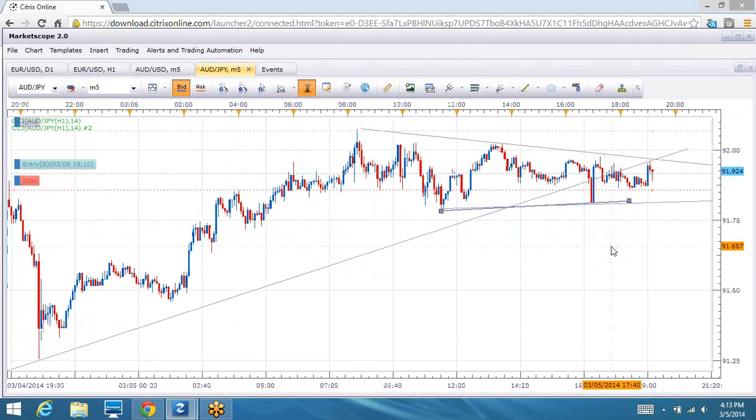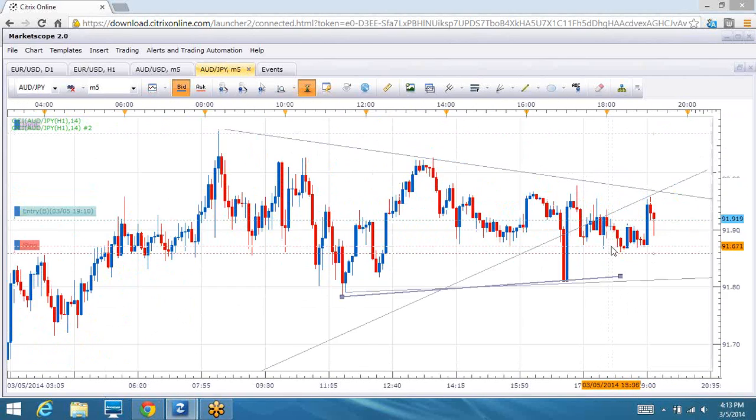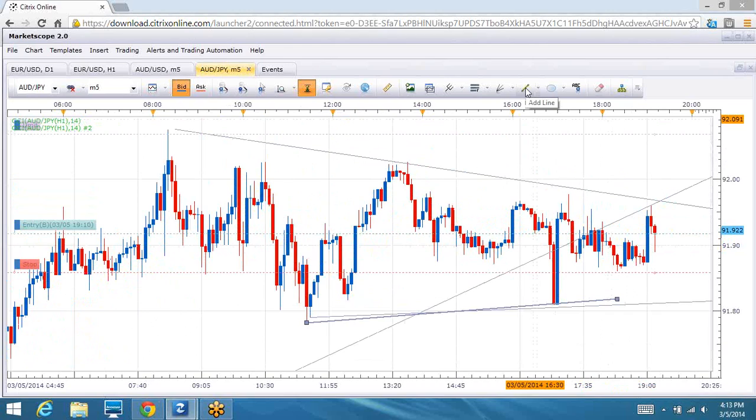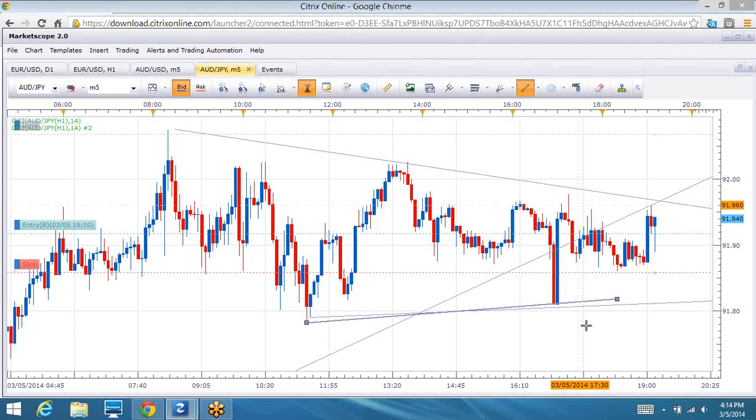In other words, they are not objective because you need to use, it was probably my mistake, when you're using add line, you need to use the high and the low, because highs and lows are important.